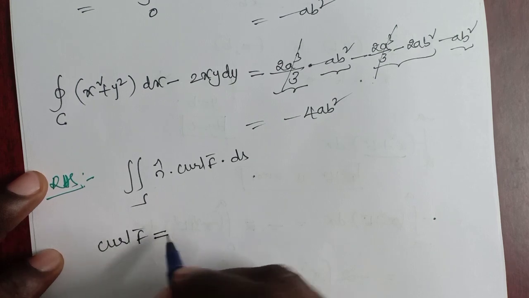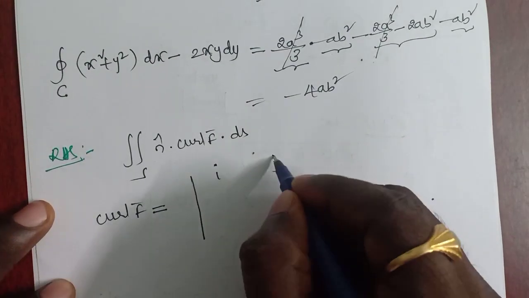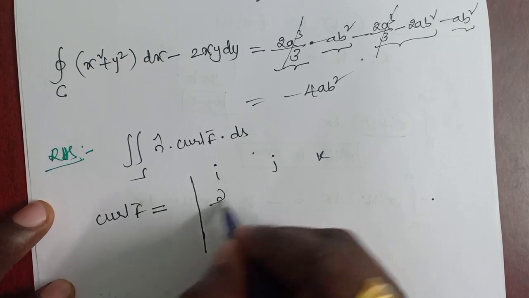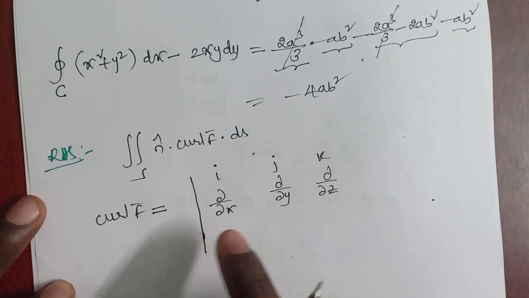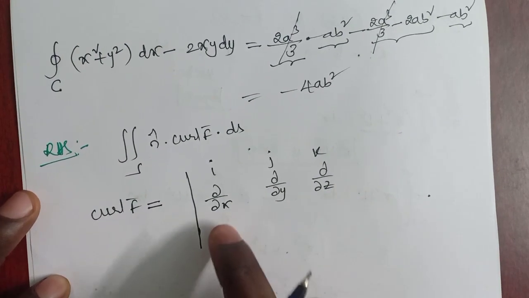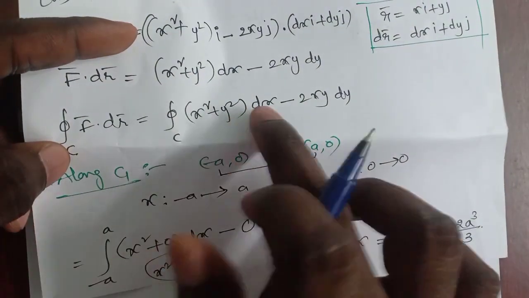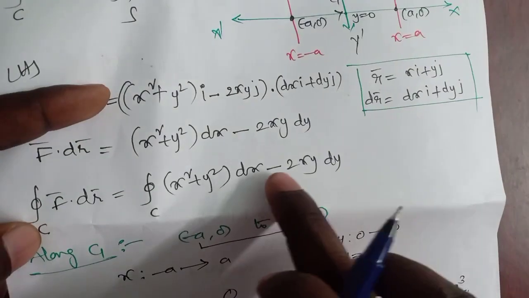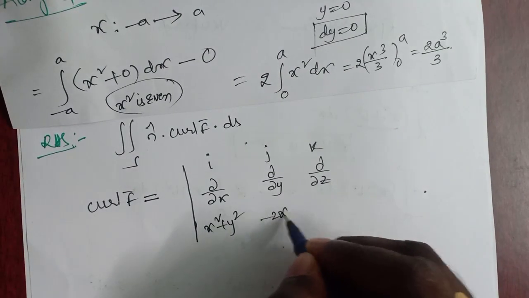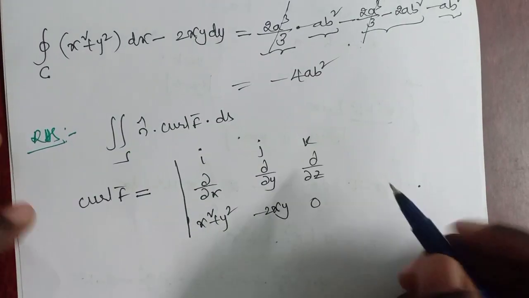Curl f bar is what? It is equal to the determinant of i, j, k, dou by dou x, dou by dou y, dou by dou z, p q r. So what is p? It is x square plus y square. What is q? It is minus 2xy. And what is r? So no r, no z term, so since it is 0, we need to find the determinant.